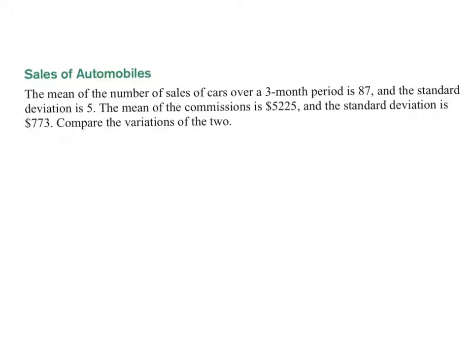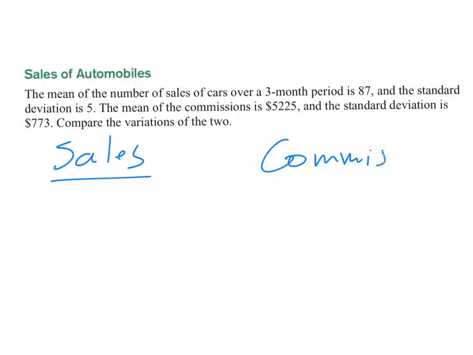Standard deviation over mean. So, for the number of car sales and commission, those are my two comparisons, right? Go ahead and find the coefficient of variation for each of those. Go. So here's what you had.